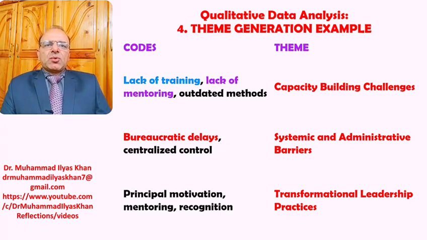Similarly, we could have two codes, data that is coded as bureaucratic delays and data that is coded as centralized control. These could be presented in the form of a theme, systematic administrative barriers. And similarly, we could have codes such as principal motivation, mentoring, recognition. These codes are given to data in our interviews. And so these codes could be put under the theme transformational leadership practices.